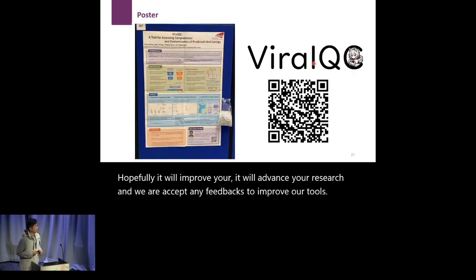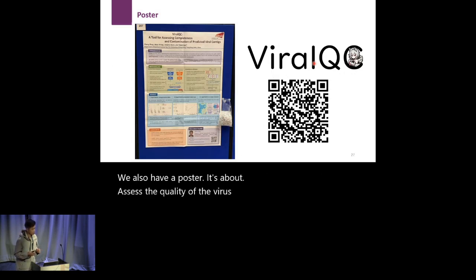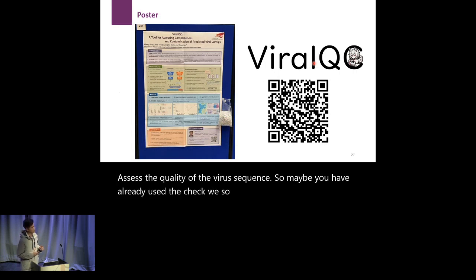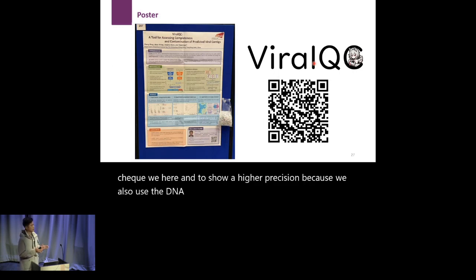We also have a poster. It's about assessing the quality of the viral sequence. So maybe you have already used CheckV. And we also benchmark with CheckV here, and show a higher precision, because we also use the DNABERT branch to better determine the boundary of the prophages and the chromosome.